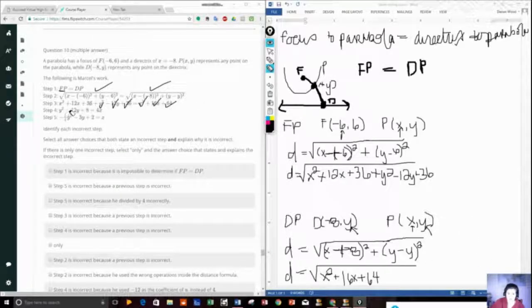And then they have y squared minus 12y plus 8 equals 4x. Okay, how did they get there? Well, they have these two equations and they have them equal to each other.